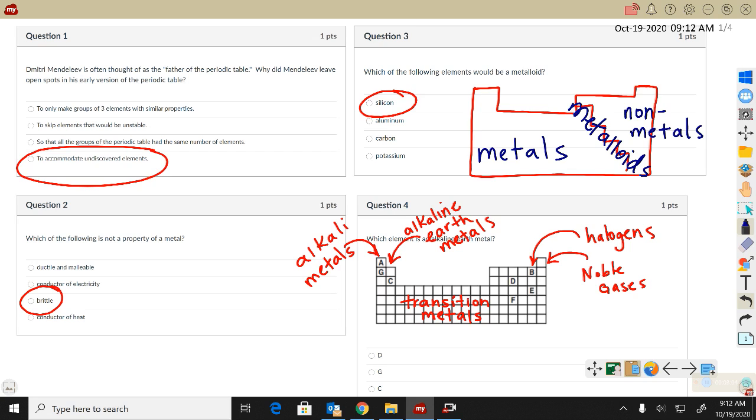Question 4, the alkaline earth metals are group 2, and here's how I remember it. Alkali metals are group 1 because it's one word, alkali. Alkaline earth metals are group 2 because it's 2 words. So element C would be an alkaline earth metal. There, I'll put that down on the bottom. It should be element C.